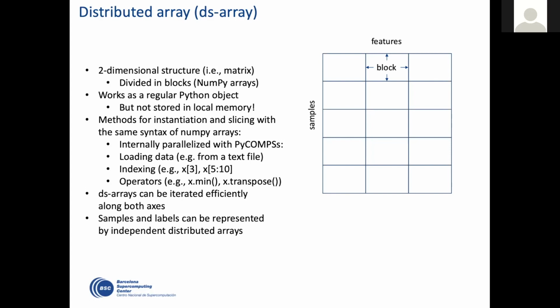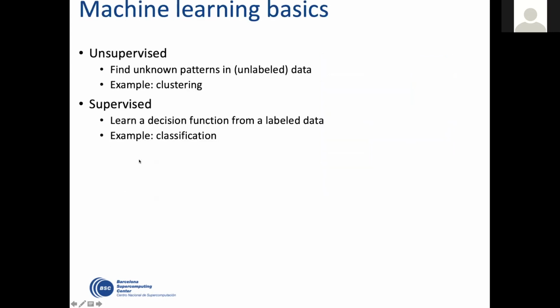So we don't need to have all the array in memory. And you will see that you have methods for instantiation and for slicing using the same syntax as the NumPy arrays. And these methods also internally are parallelized with PyCOMPSs. So it's not only the methods like the clustering or classification methods that are parallelized, but also the different operations with the data, like loading the data or indexing or other operations.